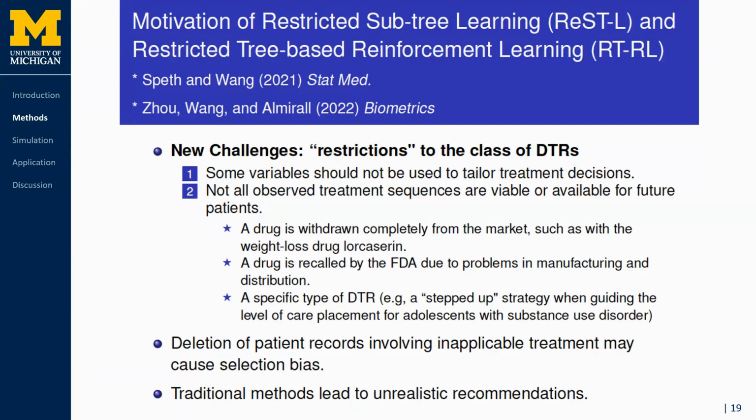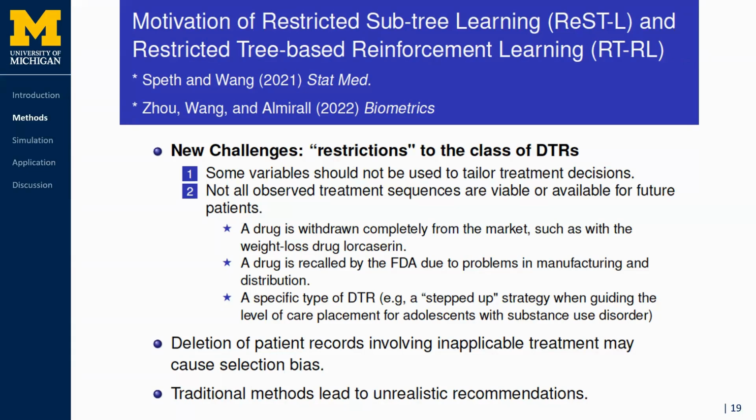And that is actually considered in this Statistics in Medicine paper here. Kelly Spass and me, we have that paper. Another more important restriction actually is on the treatment paths. For example, not all the observed treatment sequences are still viable or available for future patients. Maybe the drug is withdrawn completely from the market, or maybe the drug is recalled by the FDA.